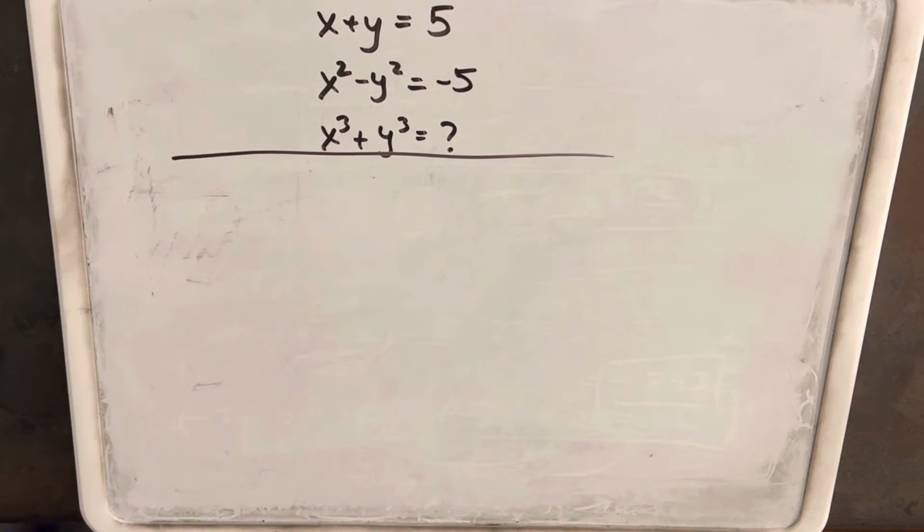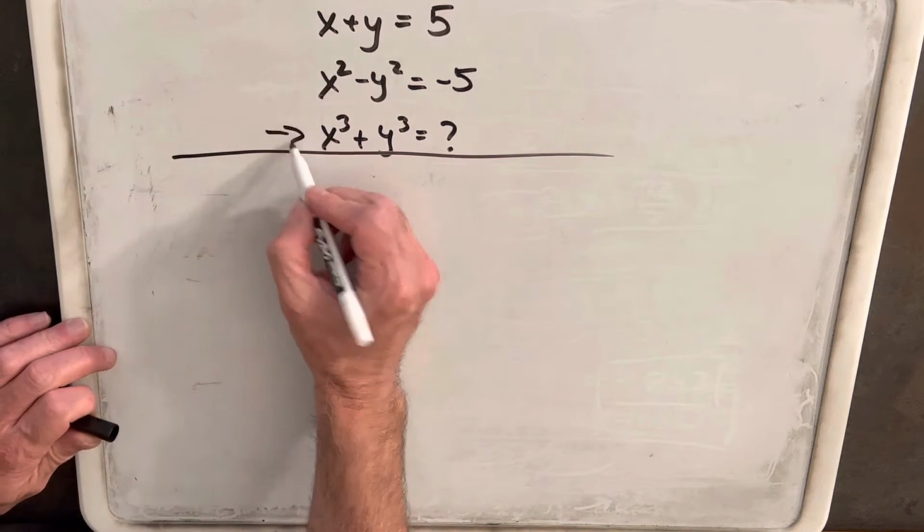Hi, so I have this system of equations on the board. We have x plus y equals 5, x squared minus y squared equals -5, and we're asked to solve for x cubed plus y cubed. And we don't necessarily have to solve for x and y, apparently we just have to solve for this piece.